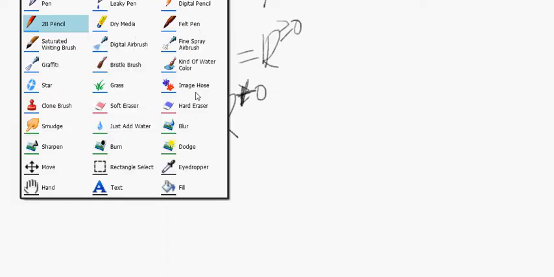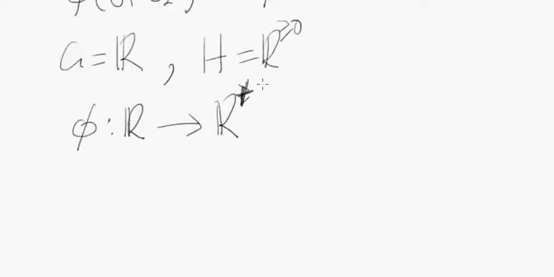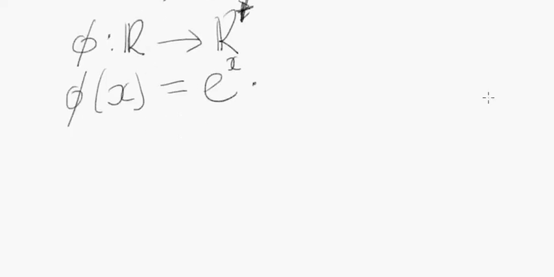I made an error there, let me erase that. What we're going to do is define the function as follows. Phi is going to take any real number x, and what it's going to give us is e raised to the power of x. Right, e is just the exponential. So let's check if this is a homomorphism.